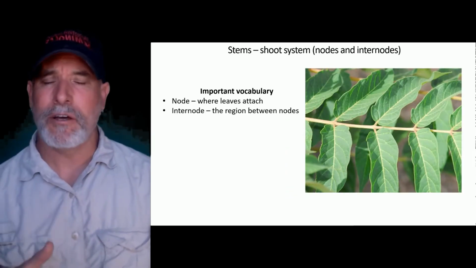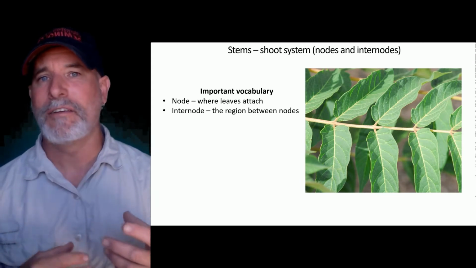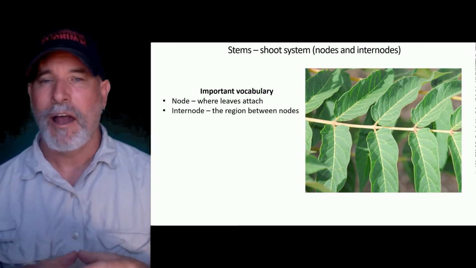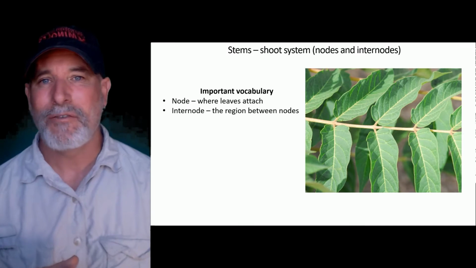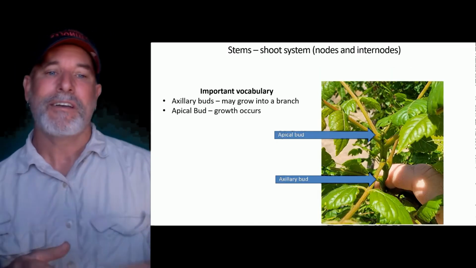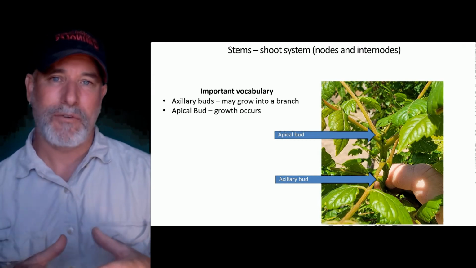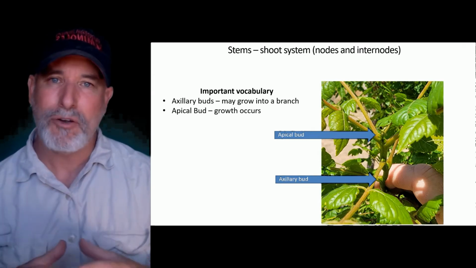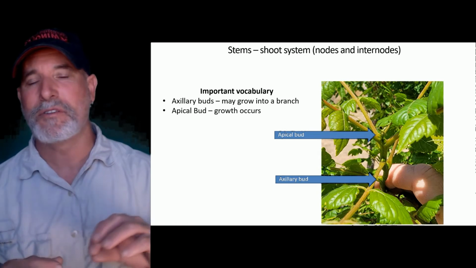And then we have a node. A node is where a leaf attaches to a stem. And then you have an internode. And of course, the internode is between nodes, right? Inter means between. And then at the tips of our stems, we have something called an apical bud. This is where a stem is elongating.